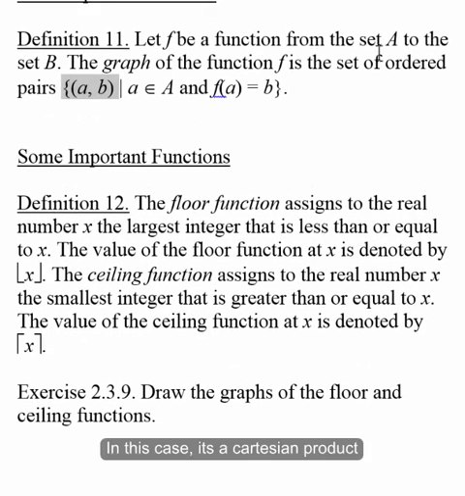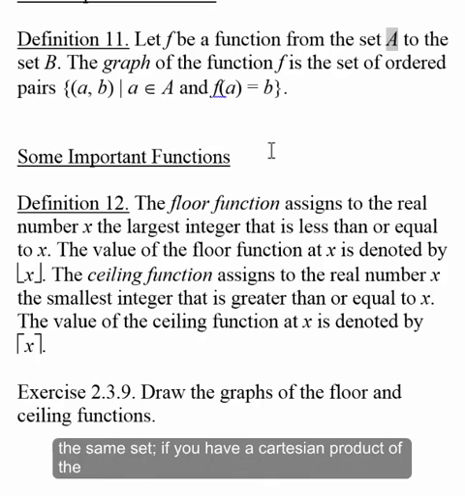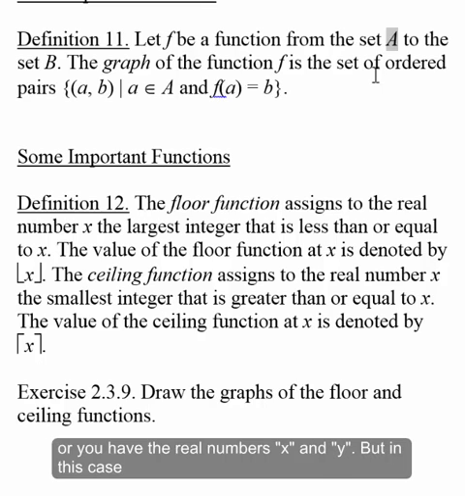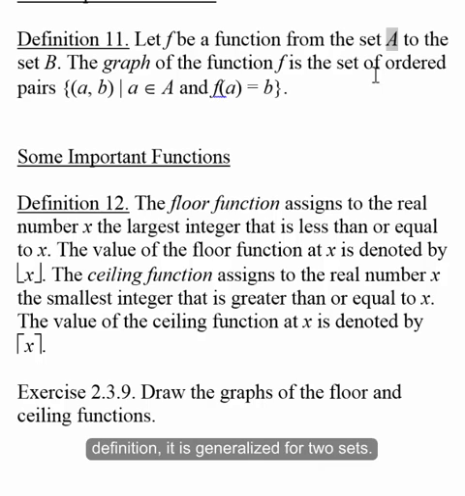In this case, it's a Cartesian product on the same set. It could be from the same set if you have a Cartesian product of the integers, so both sets are the same, right? That's usually the case when you graph something or you have the real numbers x and y. But in this definition, it is generalized for two sets, A and B.